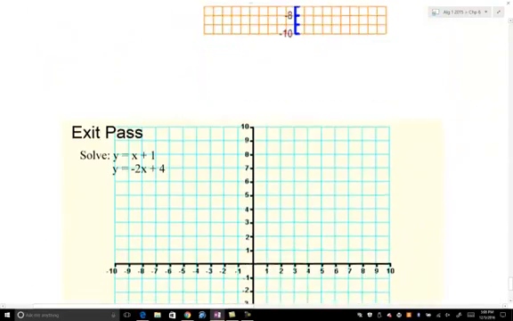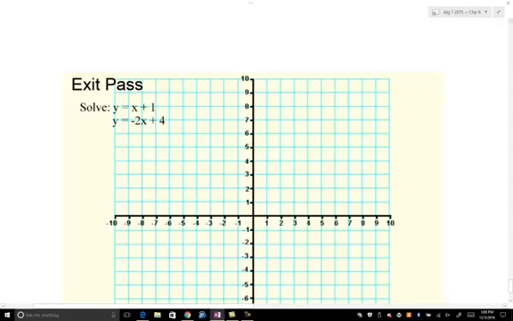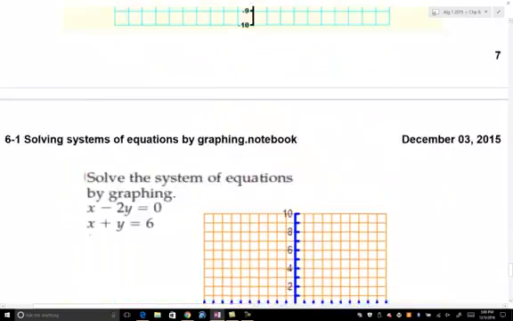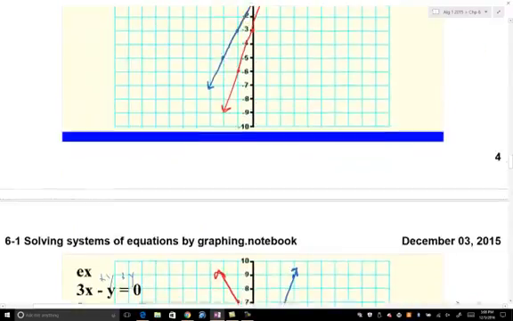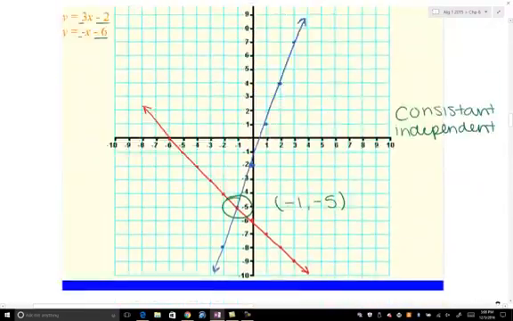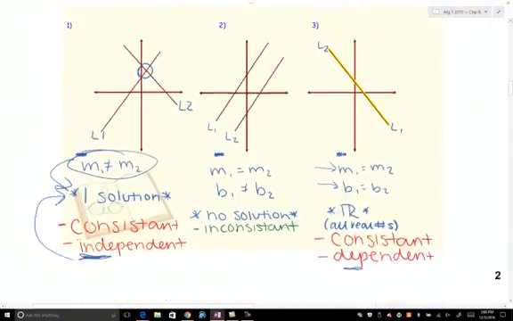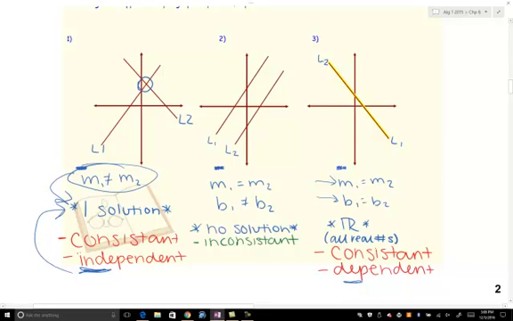Alright, then we had our exit pass on the way out. So really trying to review what's happening here. Graph the two lines, find the point that they cross. That's the number one thing. And then identify the vocabulary as we go. So luckily these worked out pretty nice. So that's going to be the whole thing. And then later in the chapter we'll start doing this algebraically.